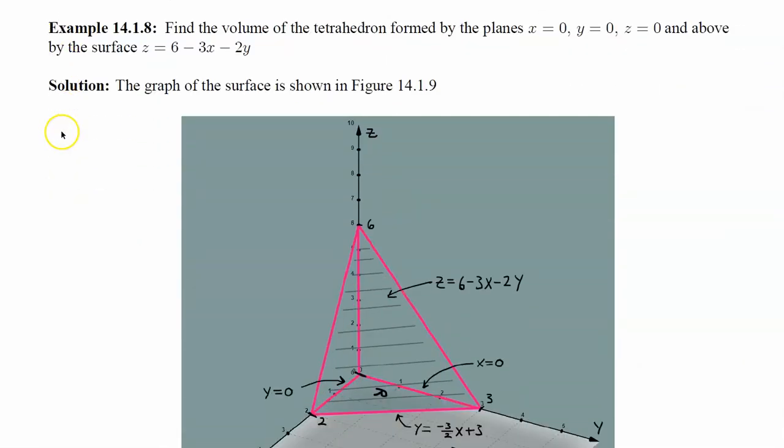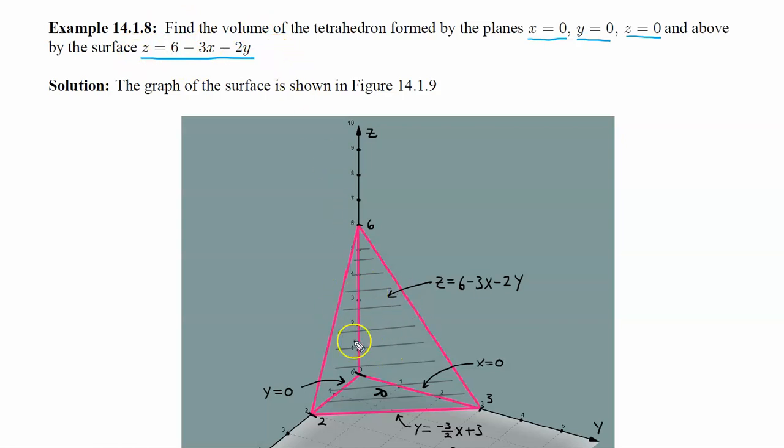Now let's take a look at an actual example. Here we want to find the volume of the tetrahedron formed by the planes x equals 0, y equals 0, z equals 0, and above by this surface. So that's just a plane.